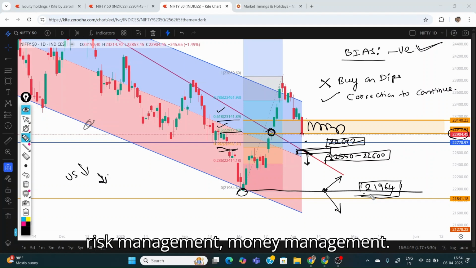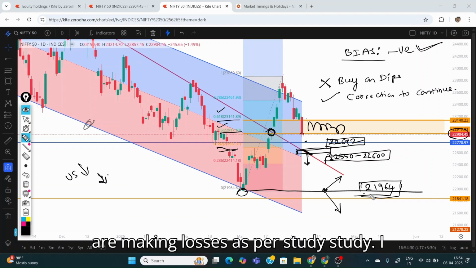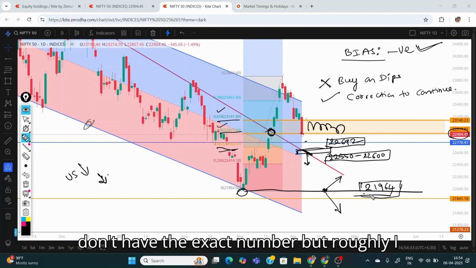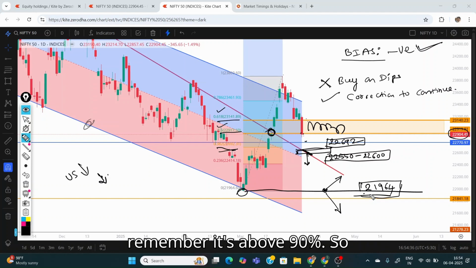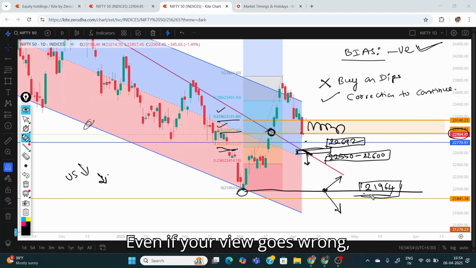Risk management, money management, loss limitation is most crucial when you consider trading as your profession, and that is the reason around 90 to 95 percent of people are making losses, as per a SEBI study. I don't have the exact number, but roughly I remember it's above 90%. So protecting capital is the most important thing for most people. Trade carefully, don't risk all your capital, always try to hedge, so even if your view goes wrong, you don't end up losing big.